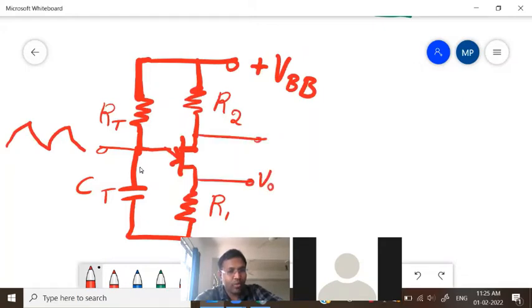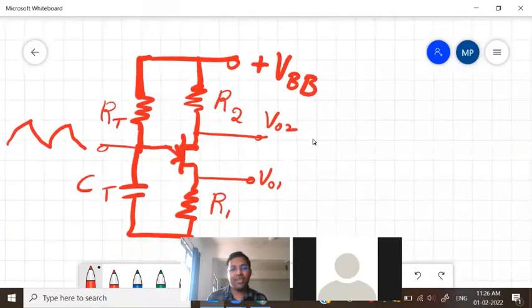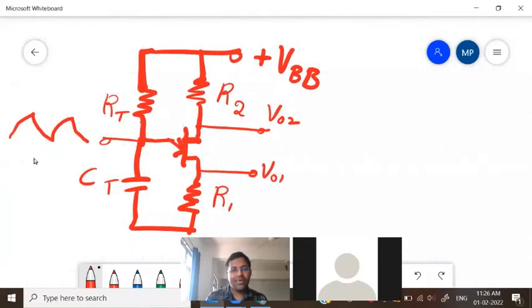Next, we have two output terminals. The bottom one is V01, the top one is V02. Now let us see what happens at V01. As long as the capacitor is charging, V01 is 0, because only after the capacitor has charged does the UJT turn on. So initially V01 is 0, and we are drawing 0.